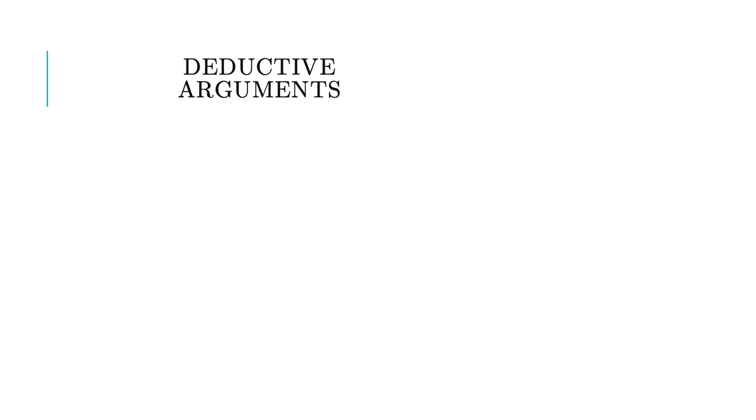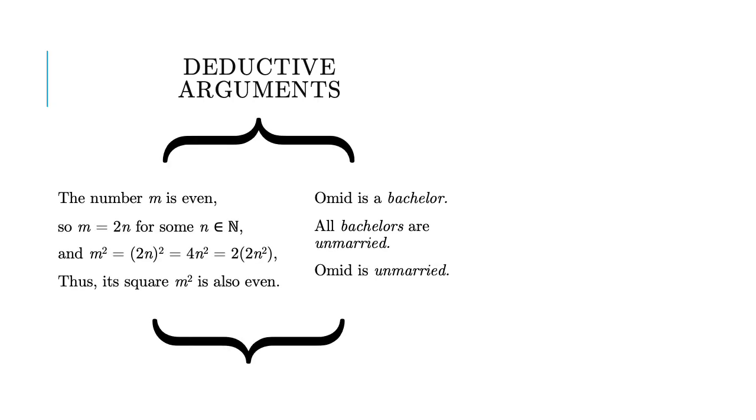Deductive arguments are of the sort that follow. For example, we have a proof that if a number is even, its square is also even. This is a very simple deductive argument for that claim in arithmetic. And we have the syllogism next, in which if an individual, here Omid, is a bachelor, we can conclude that Omid is unmarried.